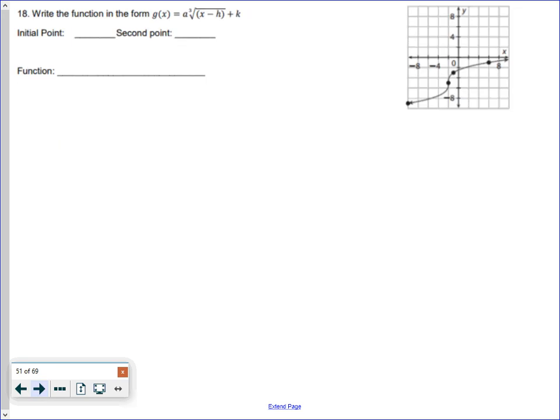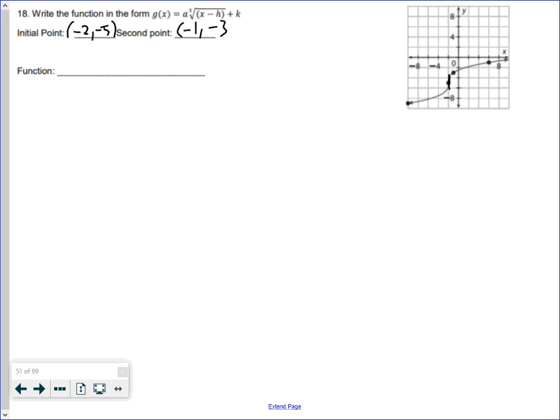Let's keep on going. Number 18, write the function in the form g of x equals a times the cube root of x minus h, plus k. So our initial point is going to be (-2, -5). That's the point in the most vertical part right here. And the other point they gave us is (-1, -3).